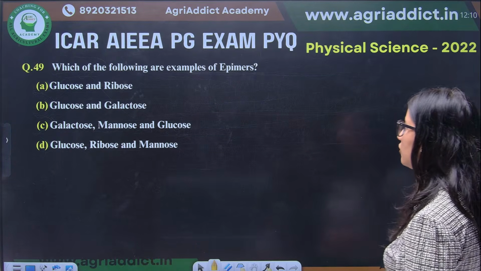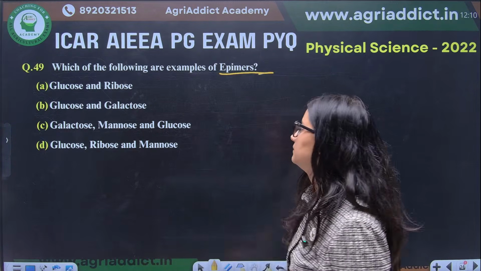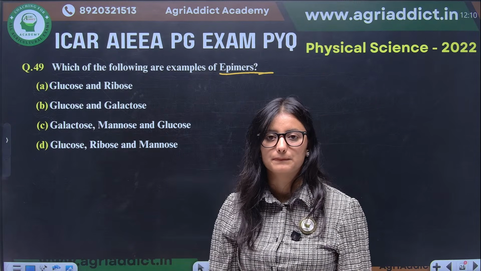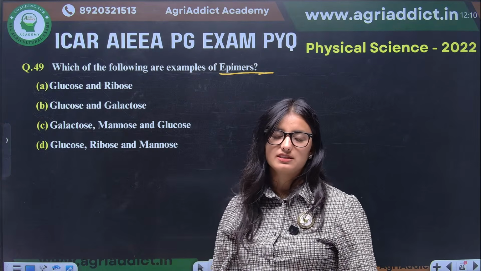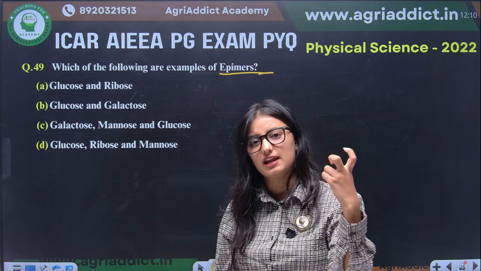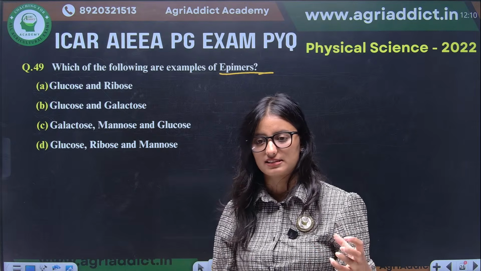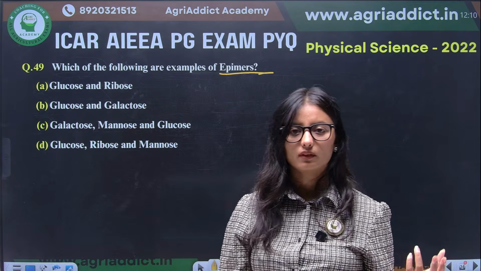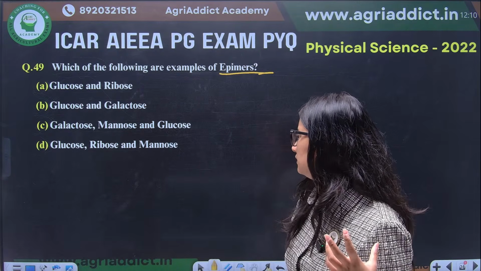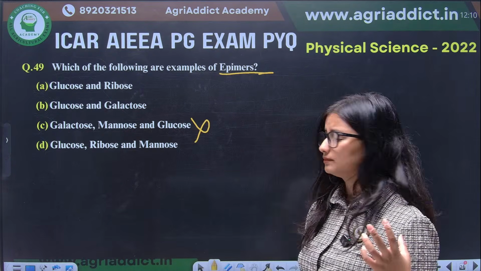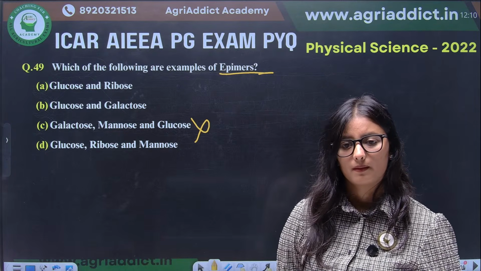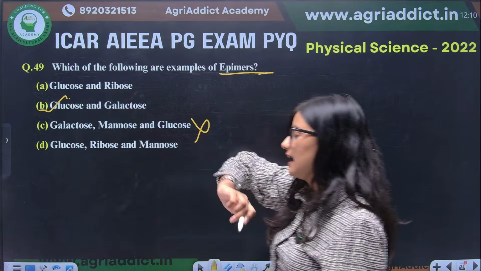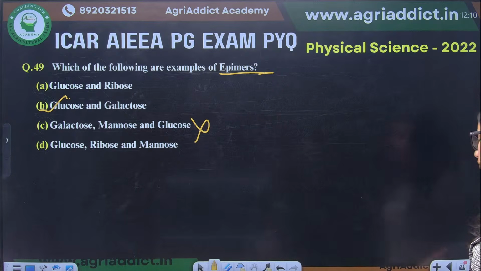Which of the following is an example of epimers? What are epimers? पहले भी हमने डिस्कस किया था, एपिमर क्या है? सिंगल एटम के अराउंड जो है वो स्ट्रक्चर उसका चेंज होता है. तो व्हाट आर एपिमर्स? ग्लूकोज एंड गैलेक्टोज आर द एपिमर्स ऑफ ईच अदर.